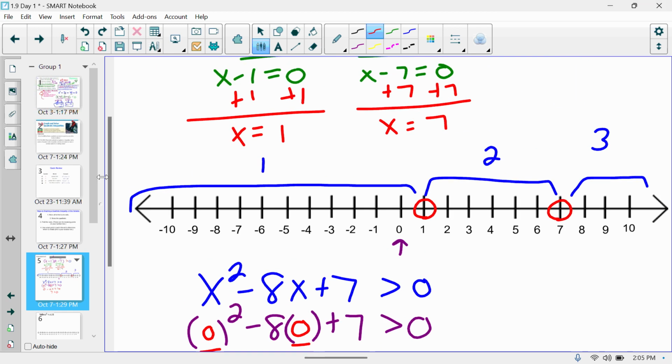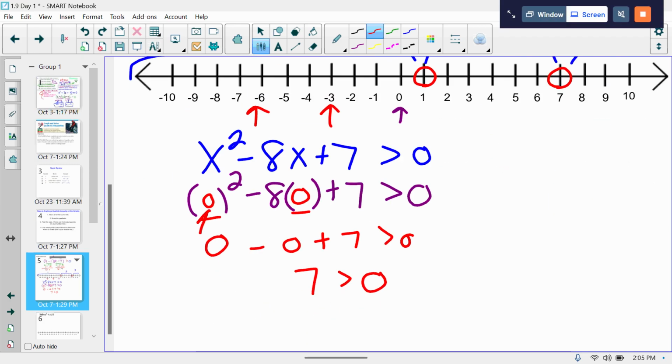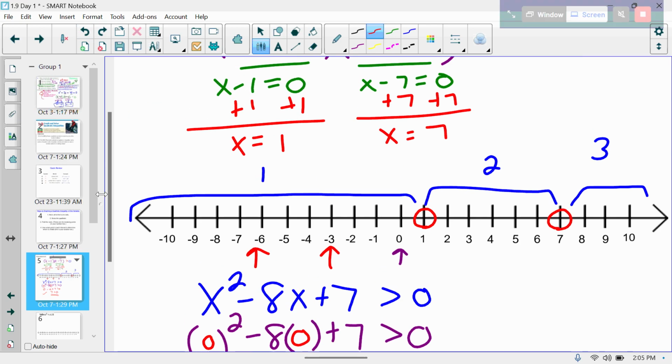That means if I'd picked another number down here, like negative 3 or negative 6, and plugged them in instead of 0, it would also still give me something true in the end, okay? So we're going to draw an arrow going this way to show that anything less than 1 is part of the solution set. Again, I could plug in all kinds of different numbers less than 1, and it will always work, okay? We also have to test a point in region 2.